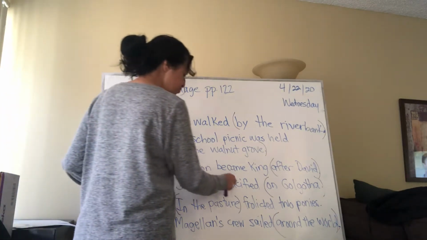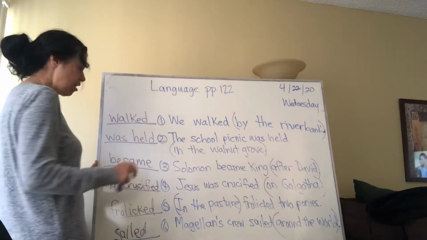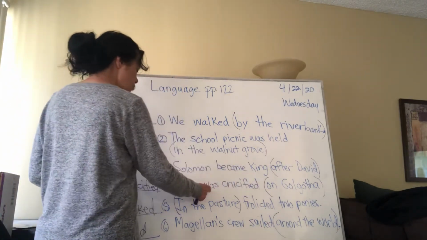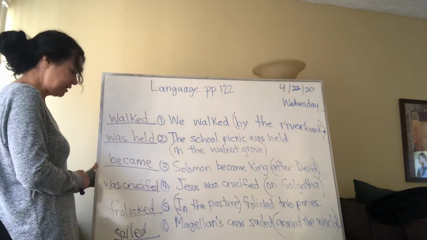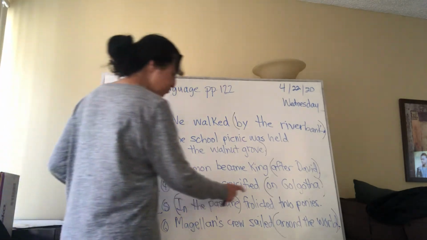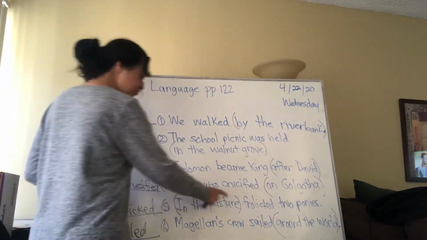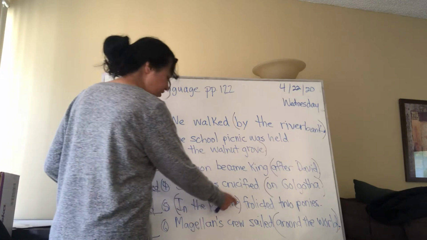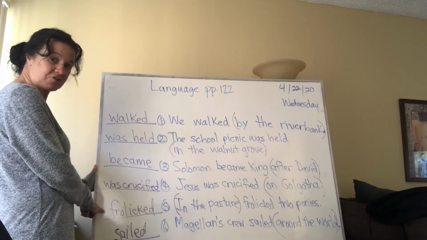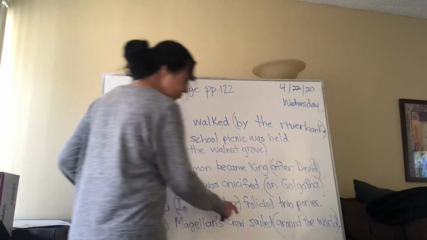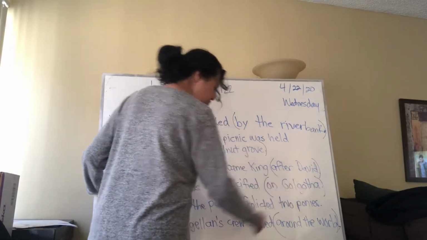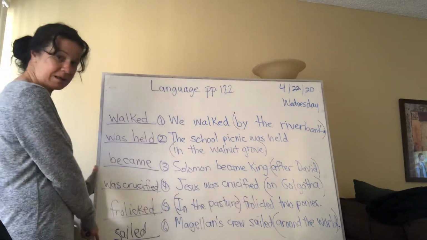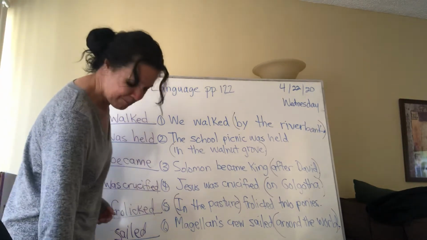Number 4, Jesus was crucified on Golgotha. On Golgotha is our prepositional phrase, giving us details about the verb was crucified. So you write was crucified in the blank. Number 5, in the pasture frolicked two ponies. In the pasture is our prepositional phrase. In is our preposition. Pasture is object. It's giving us details about the verb frolicked. So we write frolicked in the blank. Magellan's crew sailed around the world. Around the world is our prepositional phrase, giving us details about the verb sailed. So we write sailed in our blank where we put the verbs.